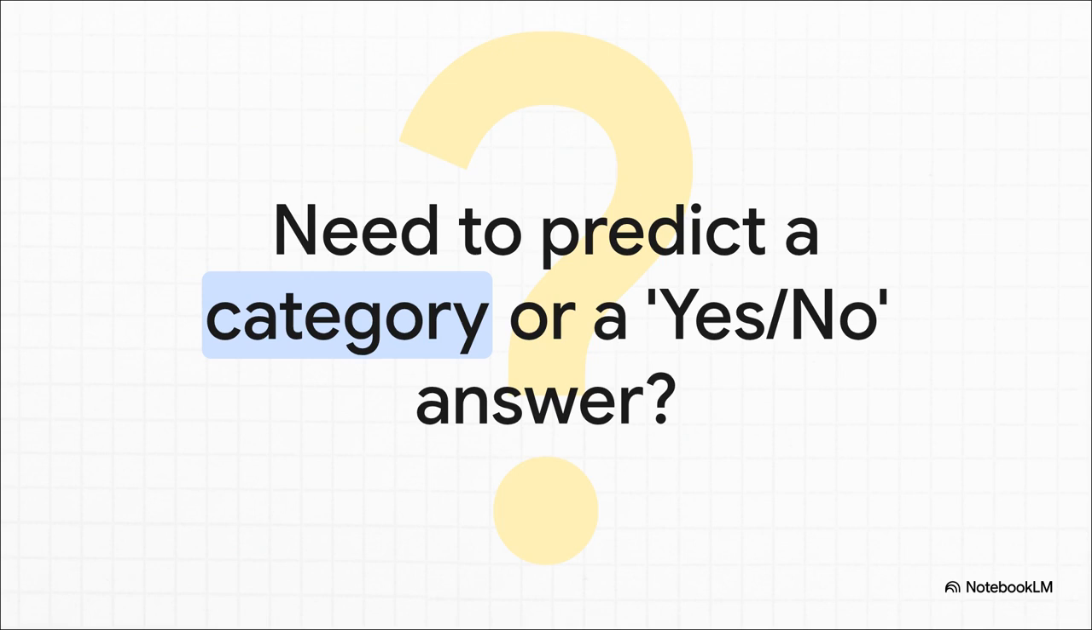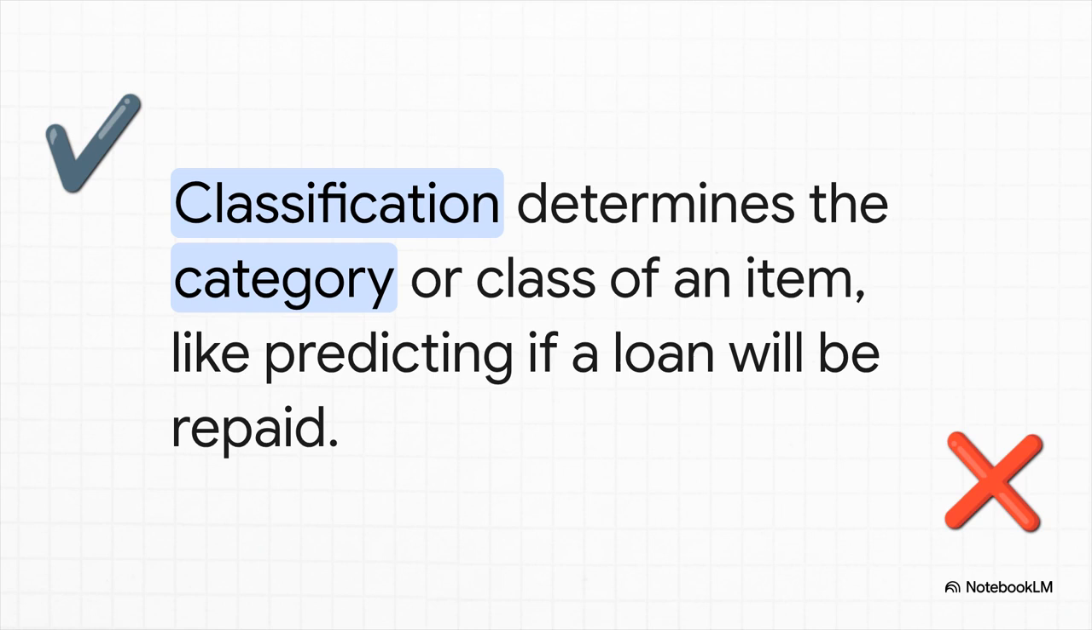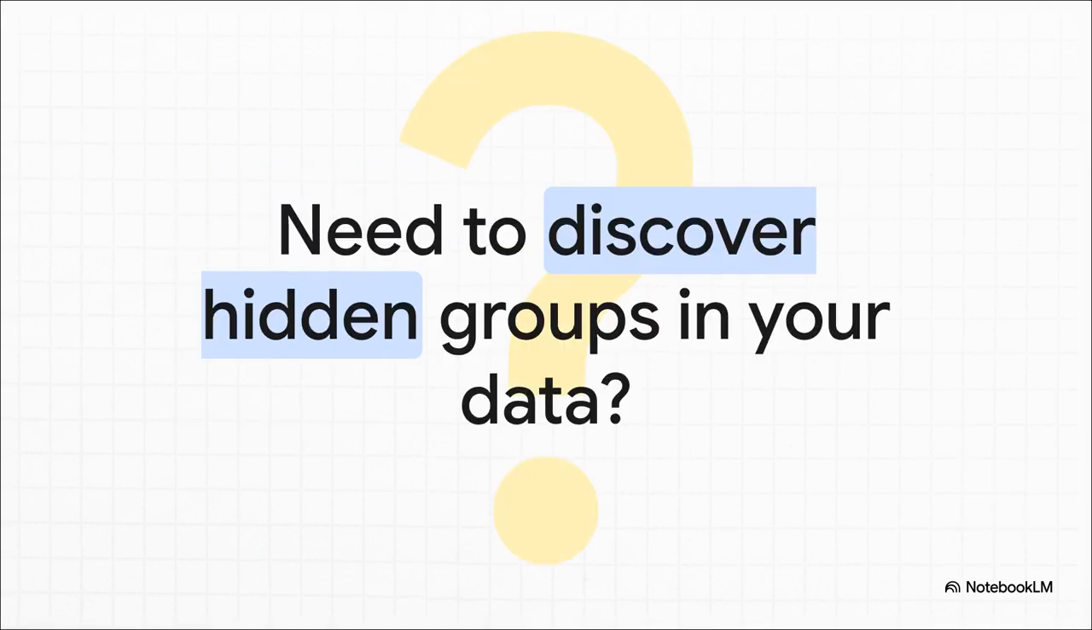Okay, but what if you don't need a specific number? What if you just need to sort something into a bucket? Is this email spam or not spam? Will this person repay their loan? Yes or no? That is where classification comes into play. You're not predicting a value, you're choosing a category. Is this a picture of a cat or a dog? Will this loan be approved or denied? You're just classifying it.